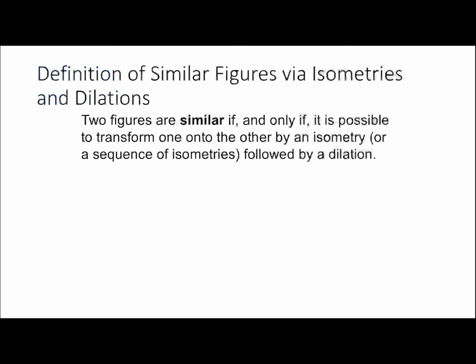And so our last thing here, two figures are similar. Okay, so we've talked about congruent a lot. Similar means that the two figures have the same shape, not necessarily the same size. So two figures are similar if and only if it is possible to transform one onto the other by an isometry or sequence of isometries followed by a dilation.